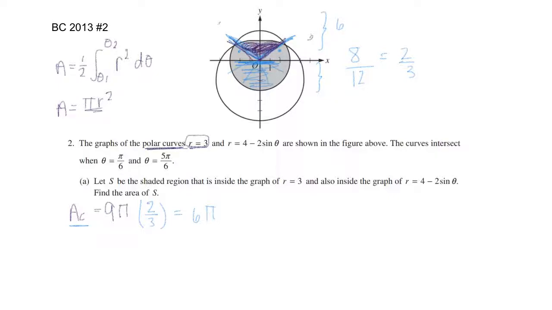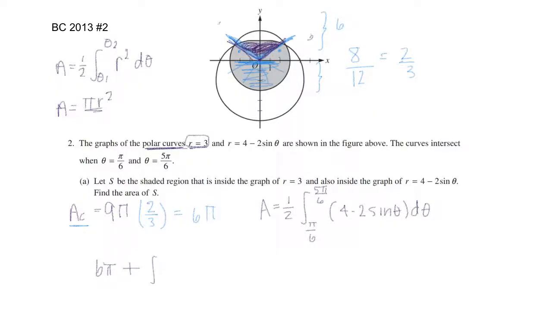So the area formula for the polar part is going to be 1/2 times the integral from pi over 6 to 5 pi over 6 of our radius squared, so that's going to be 4 minus 2 sine theta d theta. And so once we have that plus our 6 pi, that should generate the total area that we need. So really, if we put all of this together, we should have 6 pi.